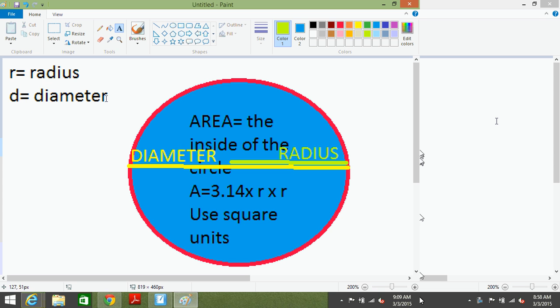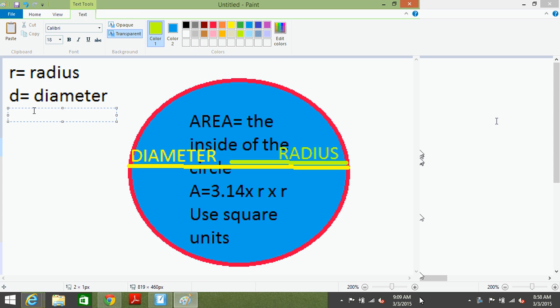Up in this area, text tool again. Let's choose red text this time. Diameter equals 10. If the diameter is 10, then what would the radius be? What would the radius be? 5. Why? That's half.